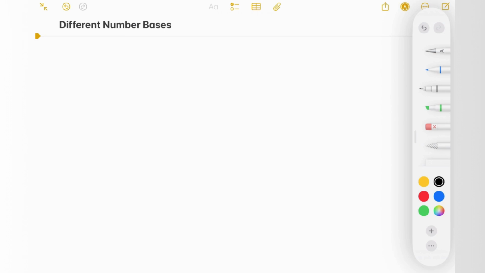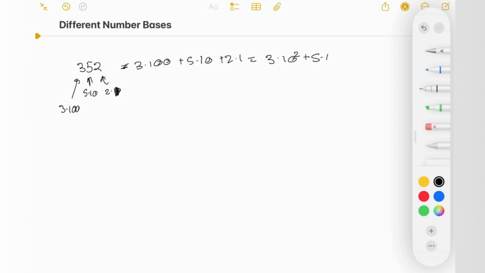The way we count is using powers of 10 that, when summed, represent a number. For example, if we take 352, we can see that the 3 here represents 3 times 100, the 5 here represents 5 times 10, and the 2 here represents 2 times 1. When we sum these, we get 352. So 352 is 3 times 100 plus 5 times 10 plus 2 times 1. Or 3 times 10 squared plus 5 times 10 to the 1 plus 2 times 10 to the 0.